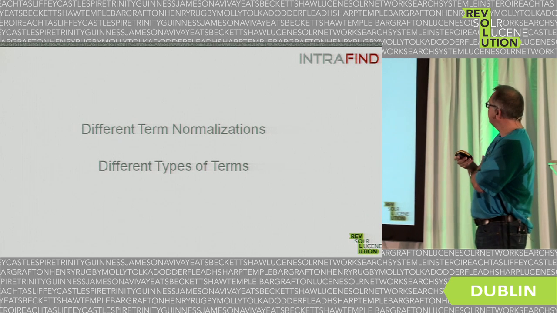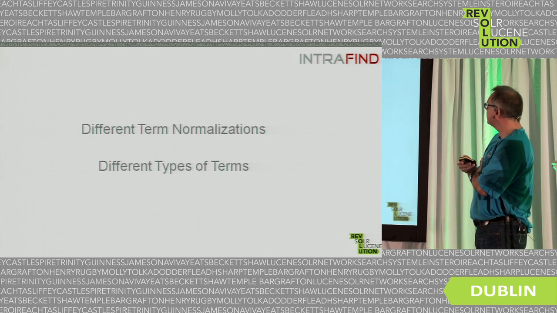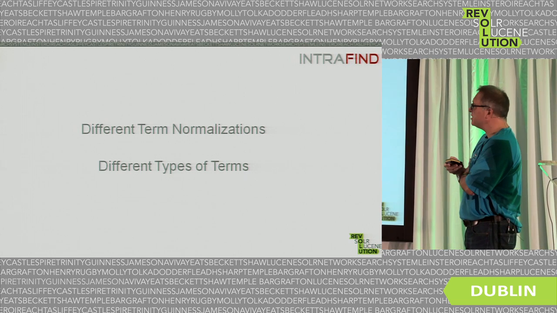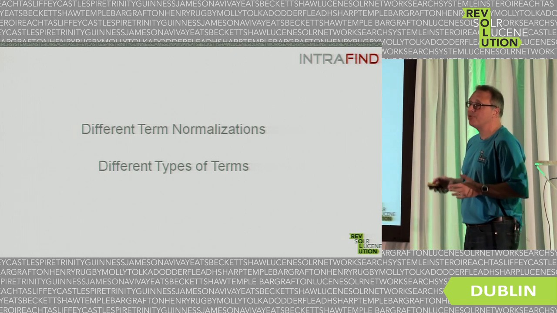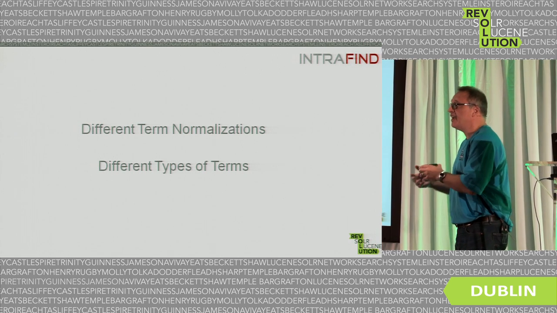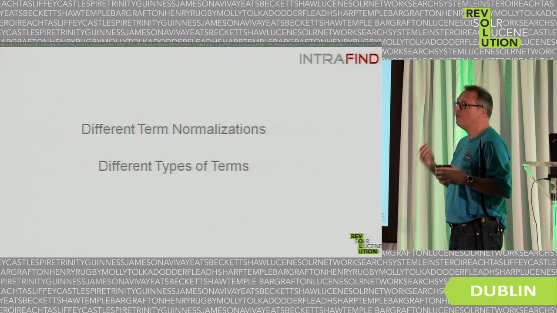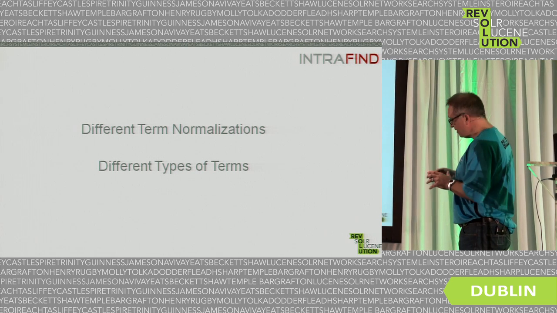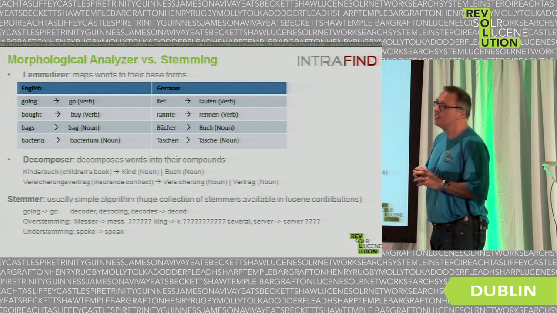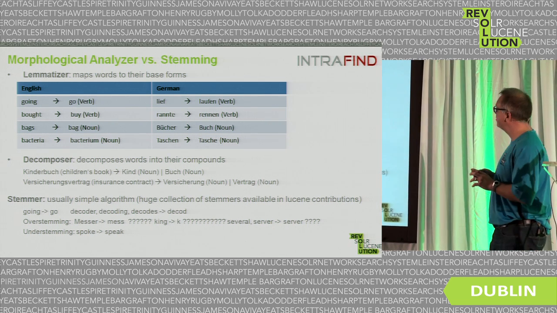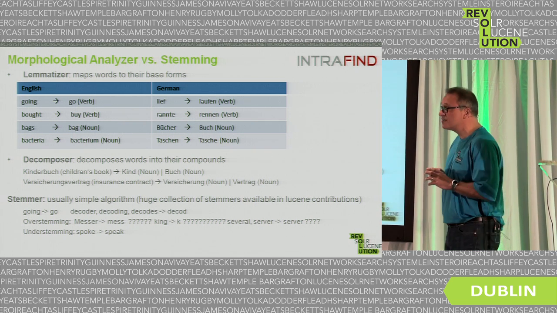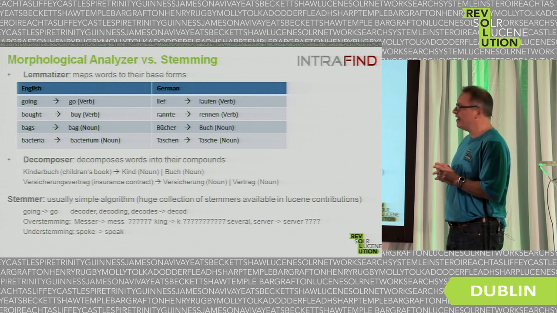Let's look at different term normalizations or different types of terms. So why different term normalizations? The word normalization implies that the thing you put into it produces a normal form, which usually is one form. But actually, we have more than one normal form. The normal forms you're certainly used to are the forms that are produced by stemmers or by morphological analyzers.